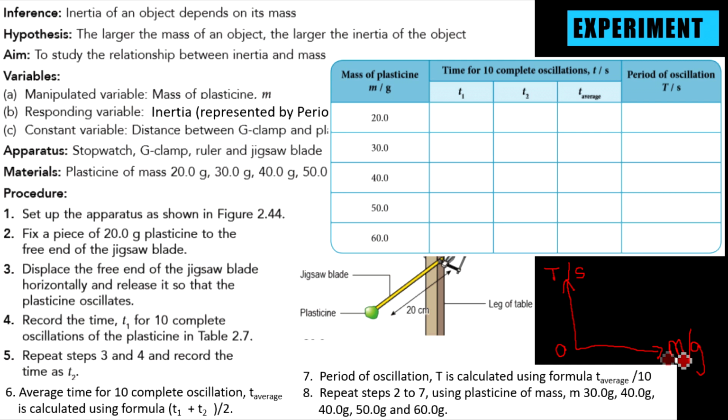So why do we put m on the horizontal axis? Because m here is the manipulated variable, so it should be drawn on the horizontal axis. And then the period of oscillation is your responding variable, so you draw it on the vertical axis. And this period of oscillation represents inertia. Okay, so you will get a graph like this, a curved graph showing that when the mass of the object increases, the period of oscillation increases. Hence, we can conclude that when the mass of the object increases, inertia increases.